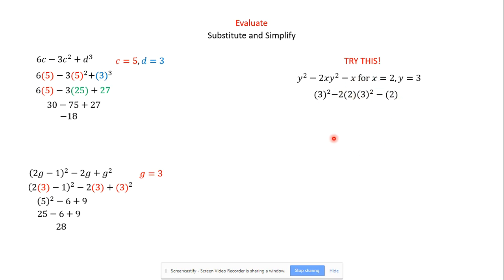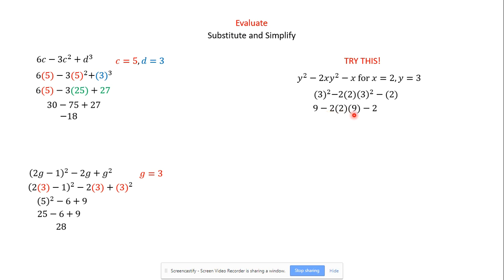First step is parentheses, but there's nothing going on inside of our parentheses. So next, we do exponents. 3 squared will be 9. This 3 squared will also be 9. And the minus 2 is just hanging out. So you have 9 minus 2 times 2 times 9 minus 2.